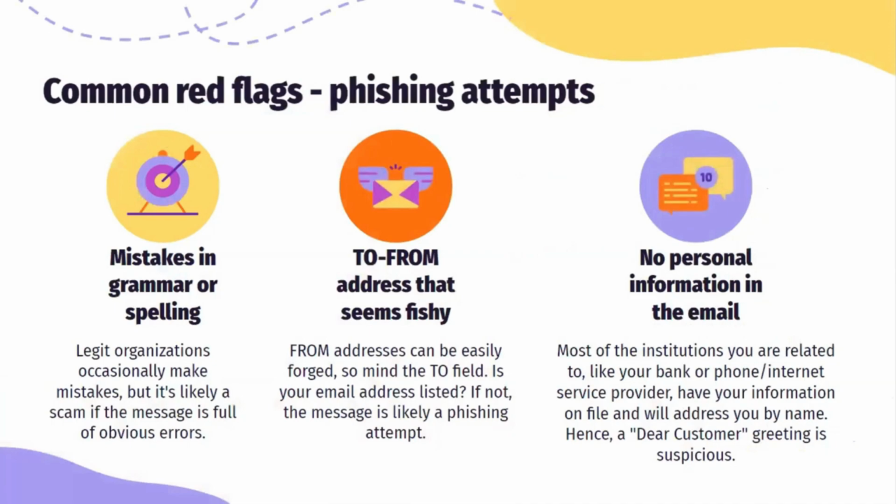Common red flags for phishing attempts: mistakes in grammar or spelling. Legitimate organizations occasionally can make mistakes, but it's likely a scam if the message is full of obvious mistakes. The to and the from address can seem fishy. From addresses can be easily forged. Is your email there? Can you see it listed? If it's not, the message is likely a phishing attempt.